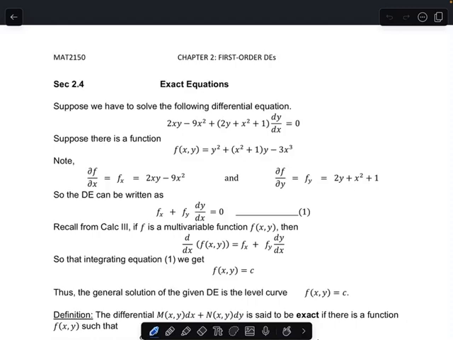We now look at section 2.4, which is about exact equations. So when will a differential equation be exact? That is something we will learn today.